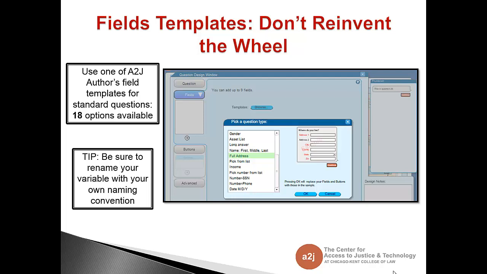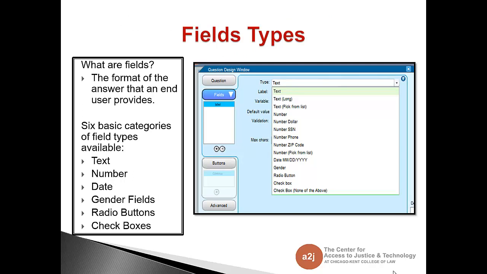The A2J Author software creates a new variable for these fields, but it may not be in the same naming convention that you are using. So what are field types? Fields are the format of the answer that the end user provides. There are six basic types: text, number, date, gender fields, radio buttons, and checkboxes.